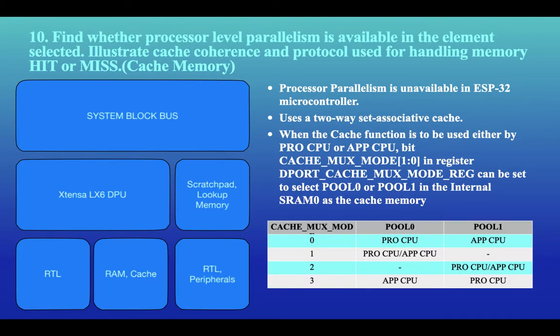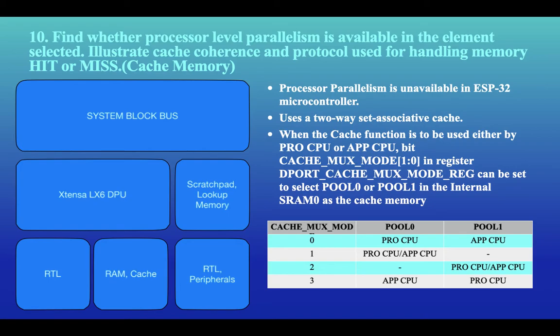Find whether processor level parallelism is available in the element selected. Illustrate cache coherence and protocol used for handling memory hit or miss. ESP32 uses a two-way set associative cache when the cache function is to be used either by Pro CPU or App CPU. Bit cache mux mode in register DPORT_CACHE_MUX_MODE_REG can be set to select pool 0 or pool 1 in the internal SRAM 0 as the cache memory.